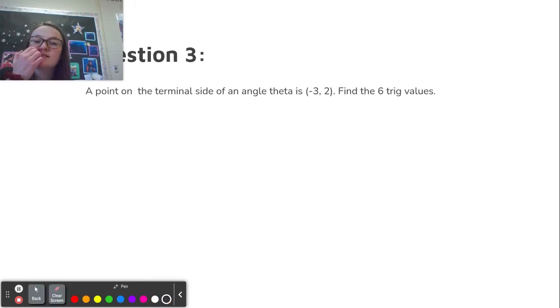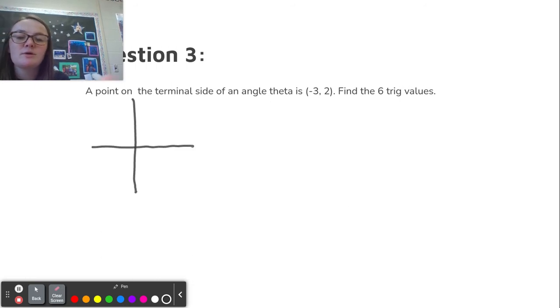All right, so for the next question, this question is actually a little bit easier here because they're actually telling us where we're going to put our point. It says that the terminal side of the angle theta is at negative 3, 2. So I'm going to go and sketch that. Negative 3, 2 is right here.